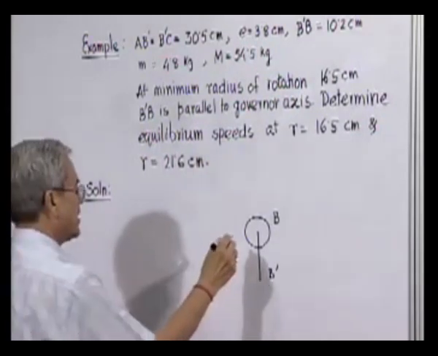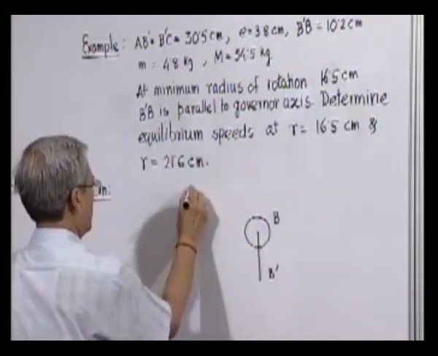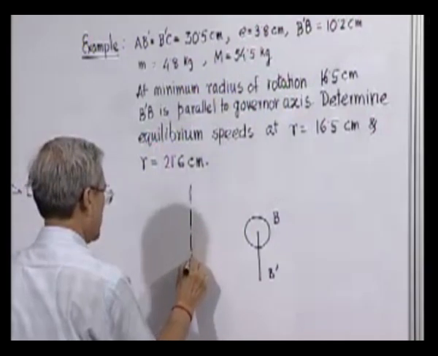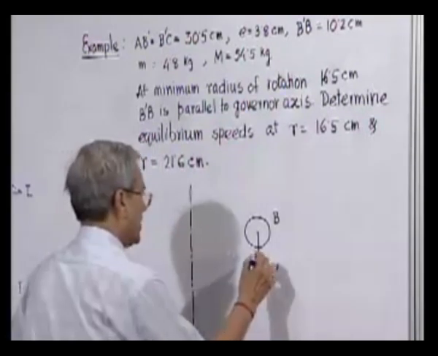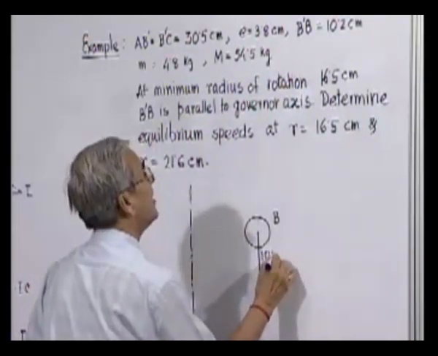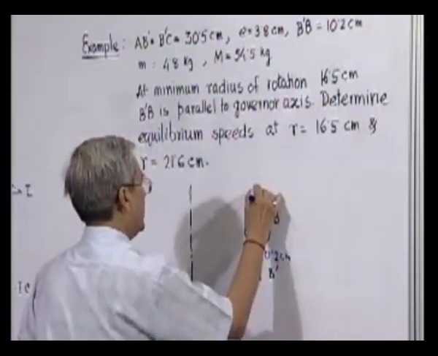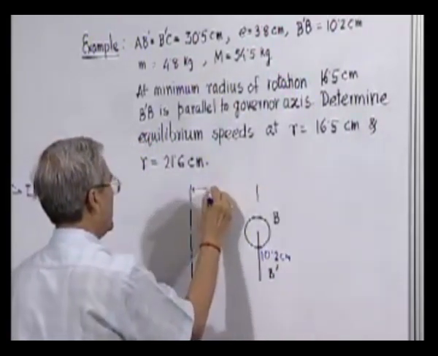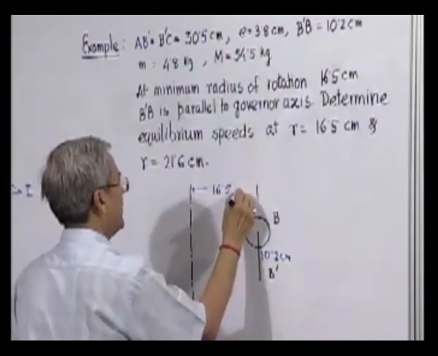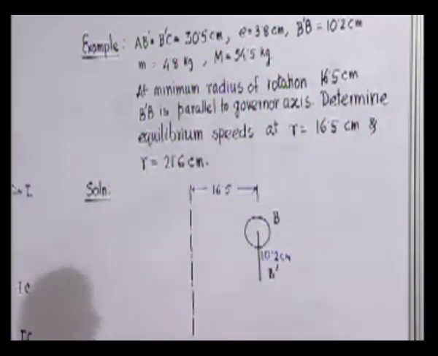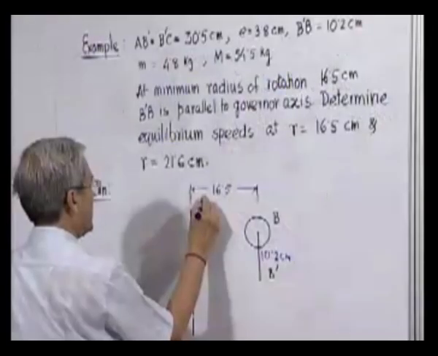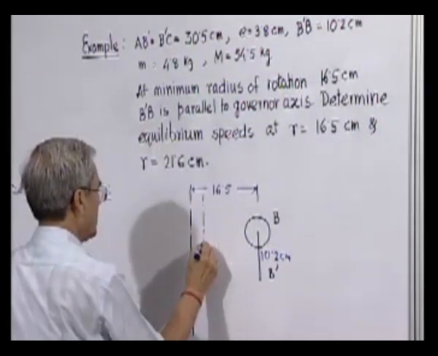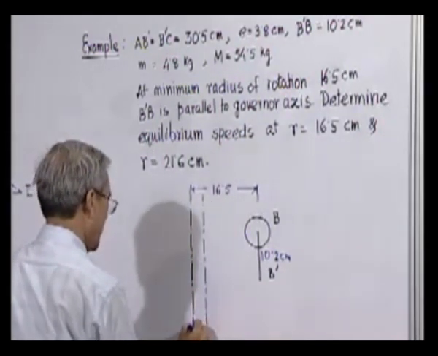Now we know the distance of this ball from the governor axis. So this length is 10.2 and this line we draw is at 16.5. That is the value of r at this instant. Now draw another line on which point C will be located, and we know that it will be at a distance 3.8 centimeter from the governor axis.